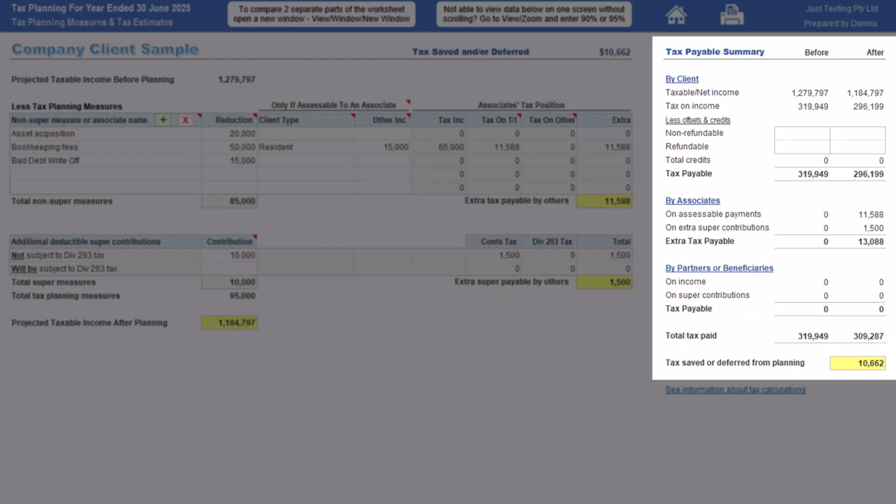The tax summary at the right-hand side of the screen shows the changes in the client's taxable income and tax payable. However, tax on assessable payments to the director's partner and tax on additional super contributions need to be taken into account to calculate the amount of tax either saved or deferred. Step 6 applies to partnerships and trusts, so we'll take a look at that scenario now.